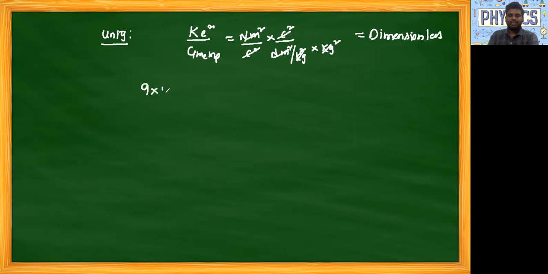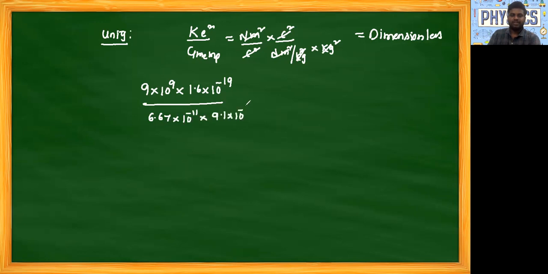K is 9 into 10 to the power of 9, e is 1.6 into 10 to the power of minus 19, G is 6.67 into 10 to the power of minus 11, the mass of electron is 9.1 into 10 to the power of minus 31, and the mass of proton is 1.66 into 10 to the power of minus 27. Here the charge is squared. If we solve this equation, we get nearly 2.3 into 10 to the power of 39.